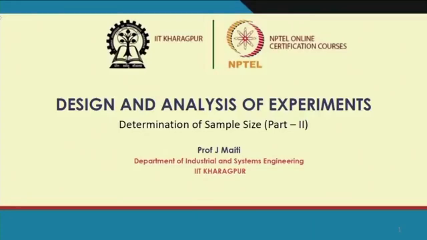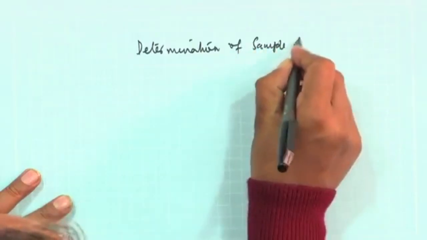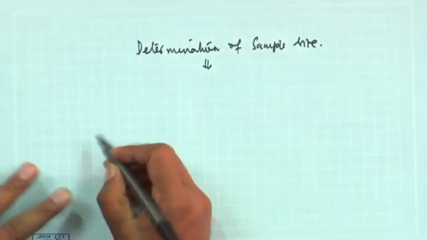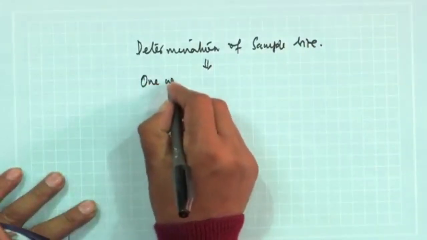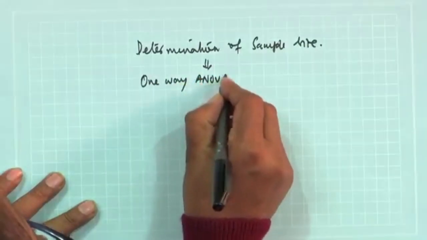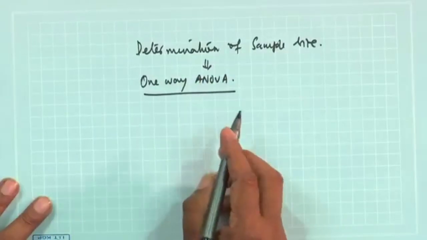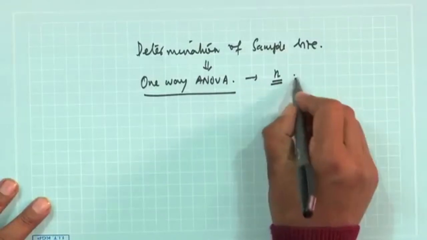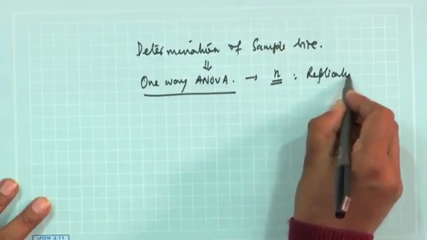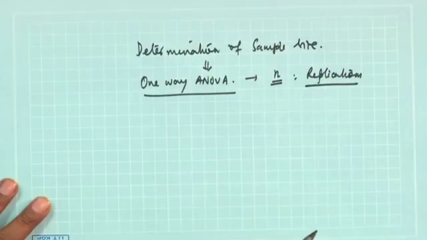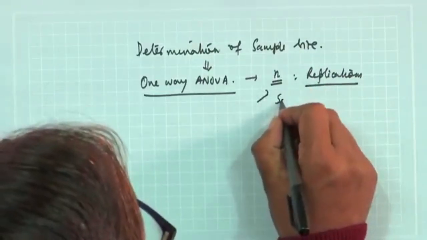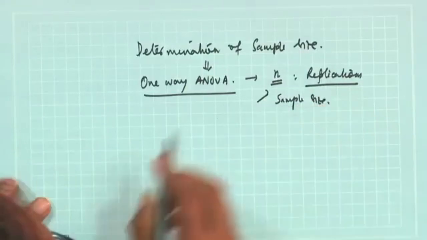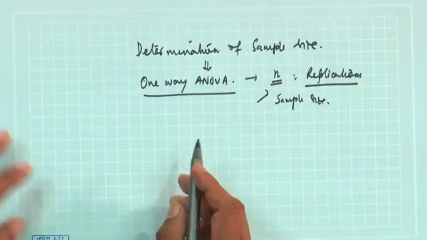Welcome. We'll continue determination of sample size. In this lecture, we will consider one way ANOVA and we will see how to compute the representative n, that is the replications. Other way we can say the sample size. So, very quickly I will tell you the one way ANOVA part.